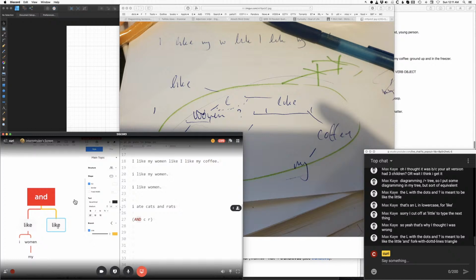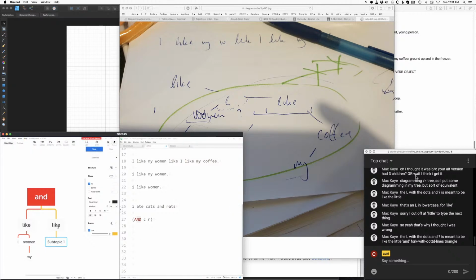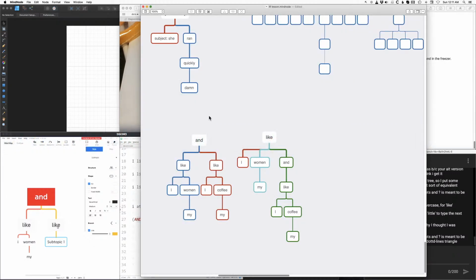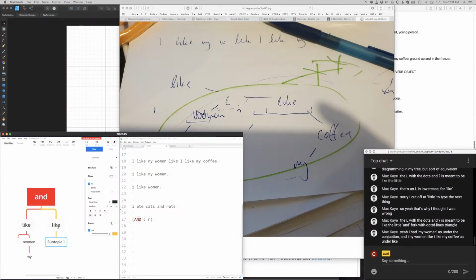Oh, we might have had a misunderstanding, Internet. I was asking you to do "I ate cats and rats" the other way. Yeah, I'm trying to do cats and rats, but I'm trying to figure out how to do the "and". So I'm recreating this tree to figure out how to do the "and". Okay. I'll just hide my mind node and do both. So I ate cats and rats.